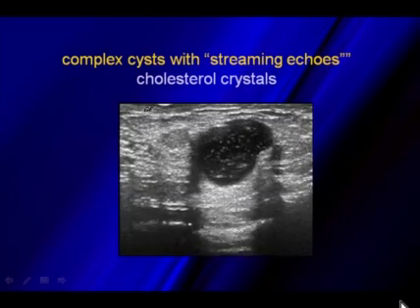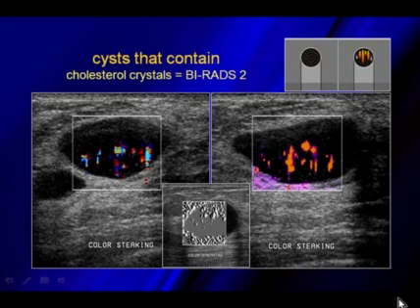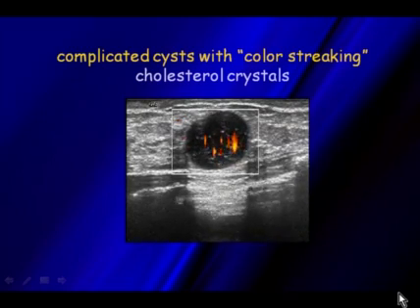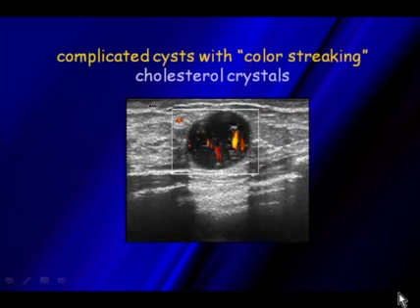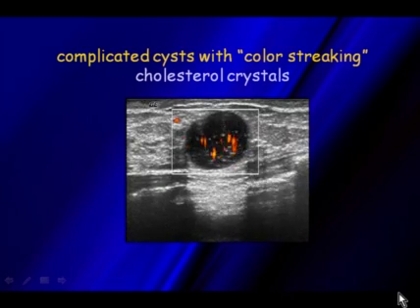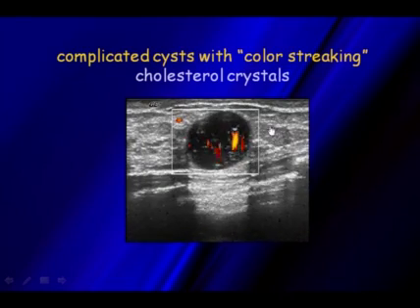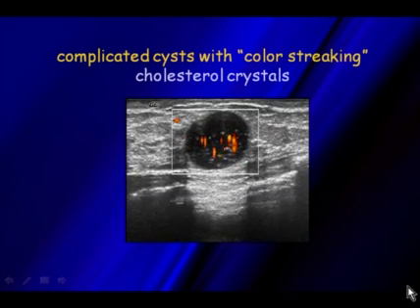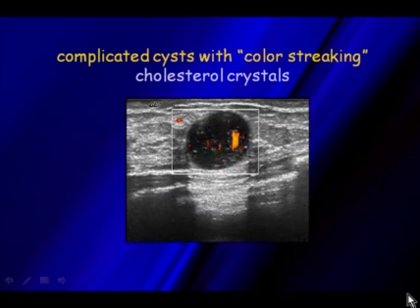These would be classified as a BI-RADS 2. These really do not need to be aspirated. Now, something else you can do is turn on either color or power Doppler, and then you can get what's sort of called color streaking. So these cholesterol particles will start shifting because turning on color power Doppler increases the intensity of the beam. And it's kind of cool because the patient looks over at this and goes, whoa, what's that? It almost looks like the 4th of July when you see these cholesterol crystals with their color streaking.